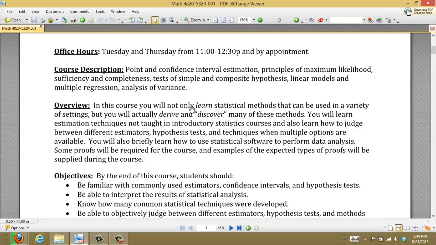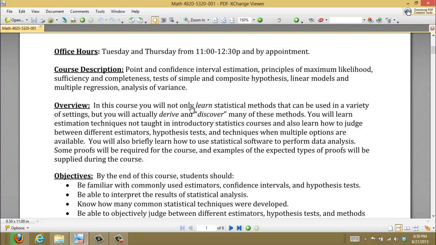As I mentioned, we're going to be learning different kinds of estimation. And if you have different approaches to estimation, you get different estimators, and you have to learn how to decide which one is going to be a good estimator, or which one is the best estimator. And so we're going to learn how to compare different estimators, hypothesis tests, various techniques depending on what kind of data you need to analyze.